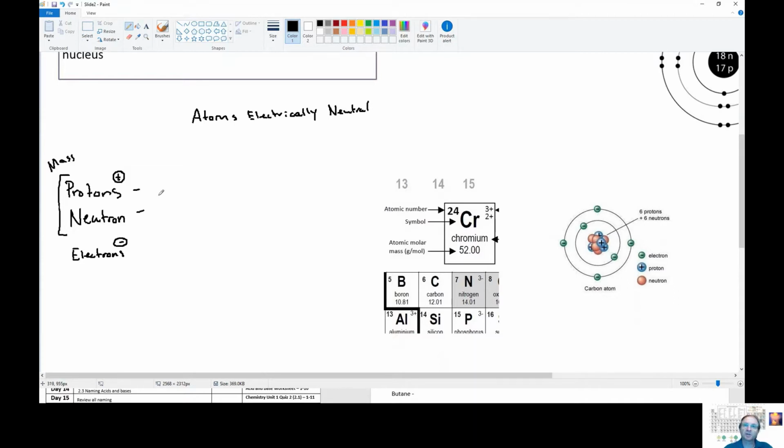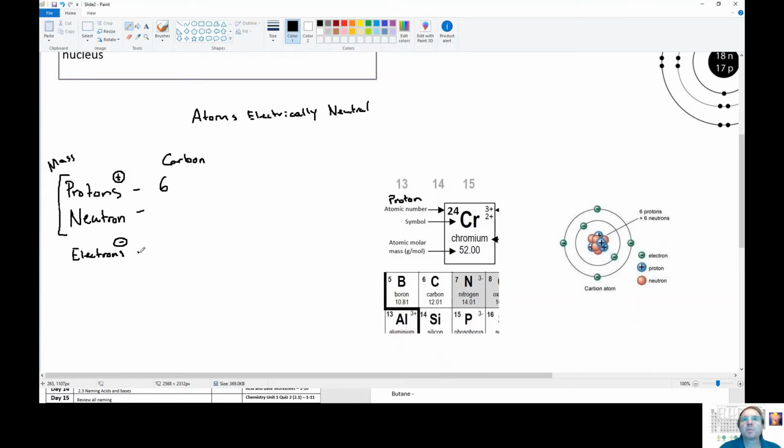So atoms are electrically neutral. By saying that, what we're saying is your protons equal your electrons. Now take a look on your periodic table. I've also got a copy of this section of it. Find carbon. You'll see carbon is 6. That's the proton number. The atomic number tells you how many protons. Okay, so carbon's got 6 protons.